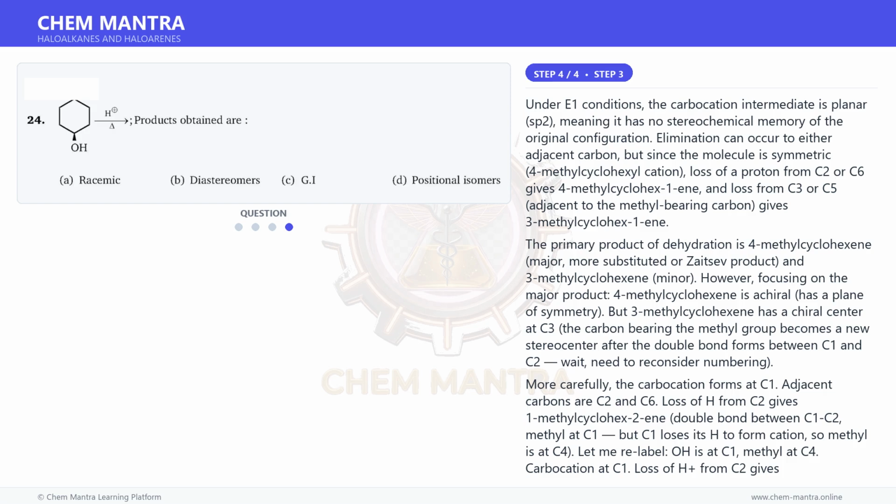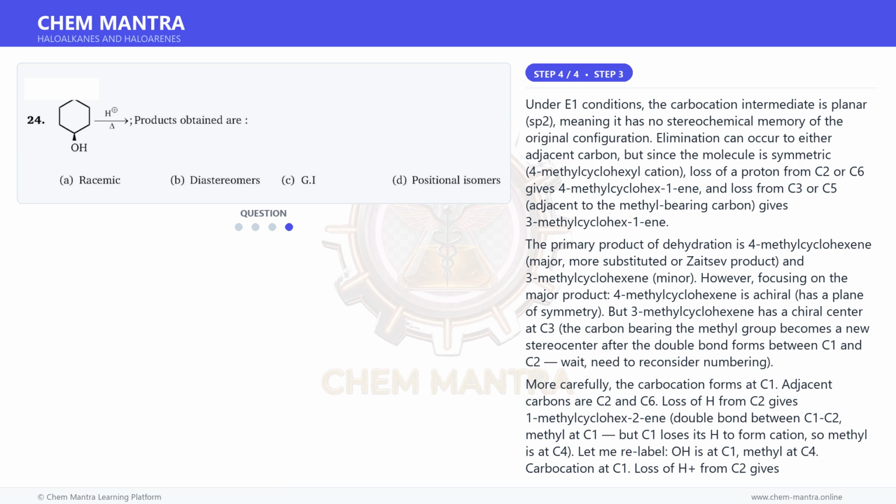Under E1 conditions, the carbocation intermediate is planar, sp2, meaning it has no stereochemical memory of the original configuration. Elimination can occur to either adjacent carbon, but since the molecule is symmetric, the 4-methylcyclohexyl cation, loss of a proton from C2 or C6 gives 4-methylcyclohex-1-ene, and loss from C3 or C5, adjacent to the methyl-bearing carbon, gives 3-methylcyclohex-1-ene. The primary product of dehydration is 4-methylcyclohexene, major, the more substituted or Zaitsev product, and 3-methylcyclohexene, minor.